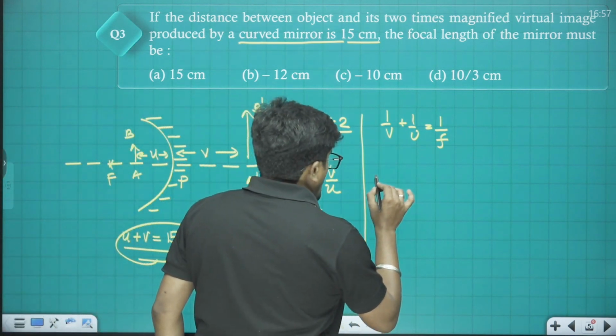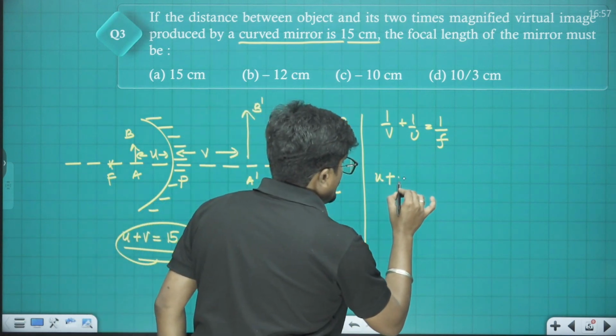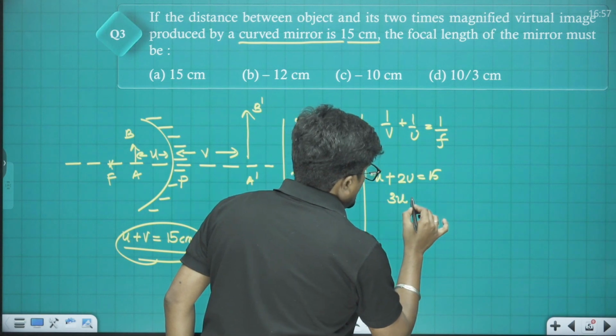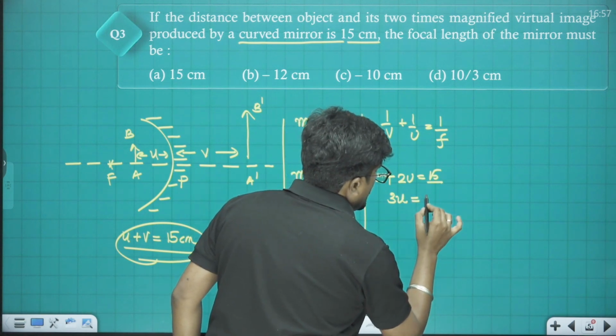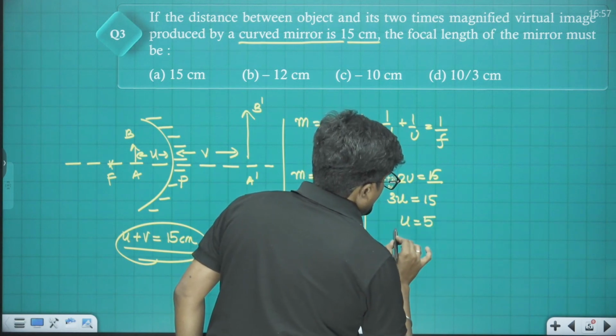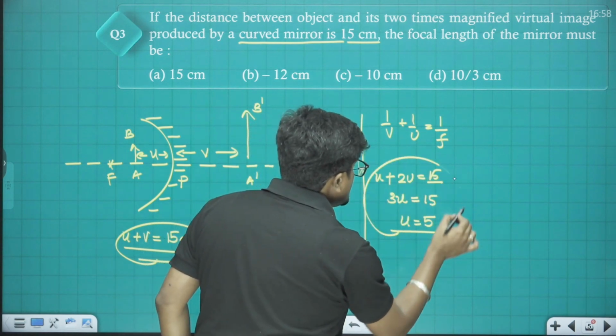So U plus, what was V? V was 2 times U. So U plus 2 times U is equal to 15. That means 3 times U is equal to 15, which means U is equal to 5. U is equal to 5. Now I am going to use this information here.